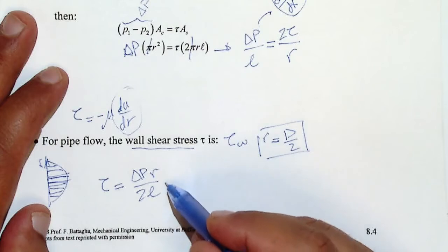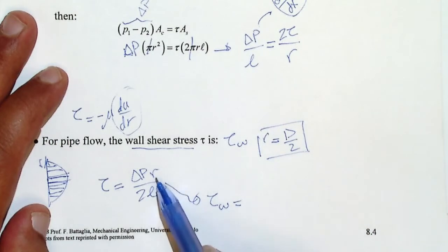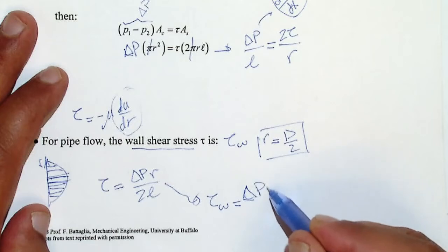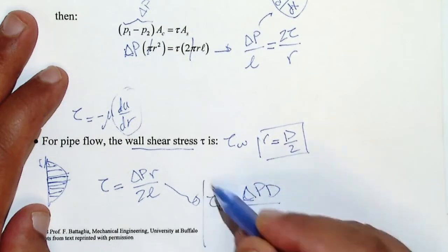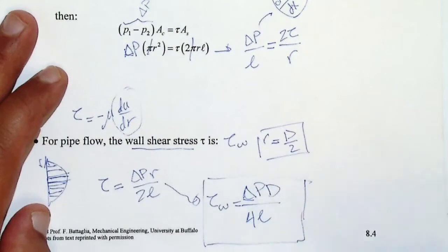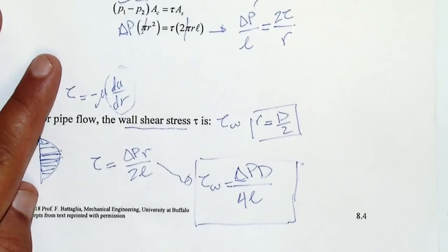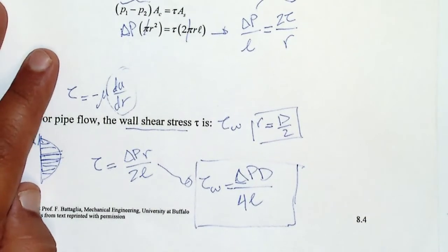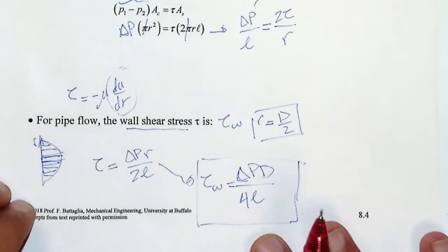Now, if we want to find tau wall, then we need to replace R by d over 2, right? So if we replace that by d over 2, delta P times d over 4L is going to be your final answer for tau wall. That's the highest shear stress in the pipe, and also that's the reaction of this force that is going to apply on your pipe.